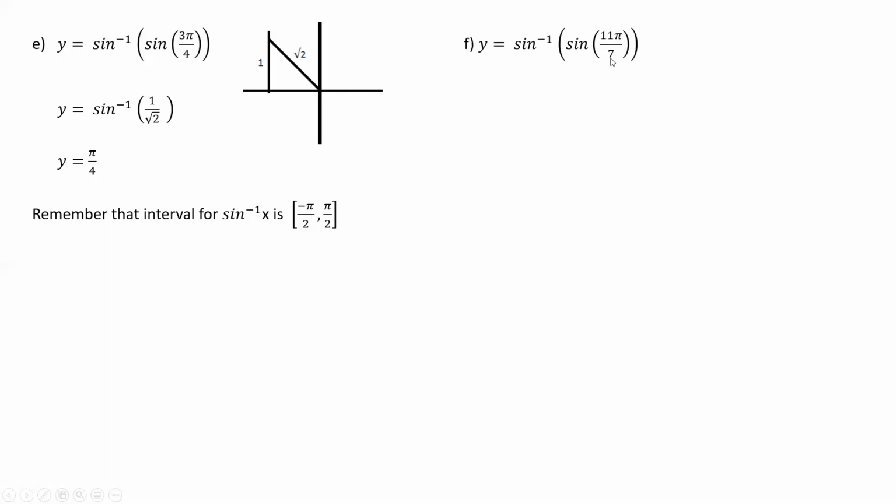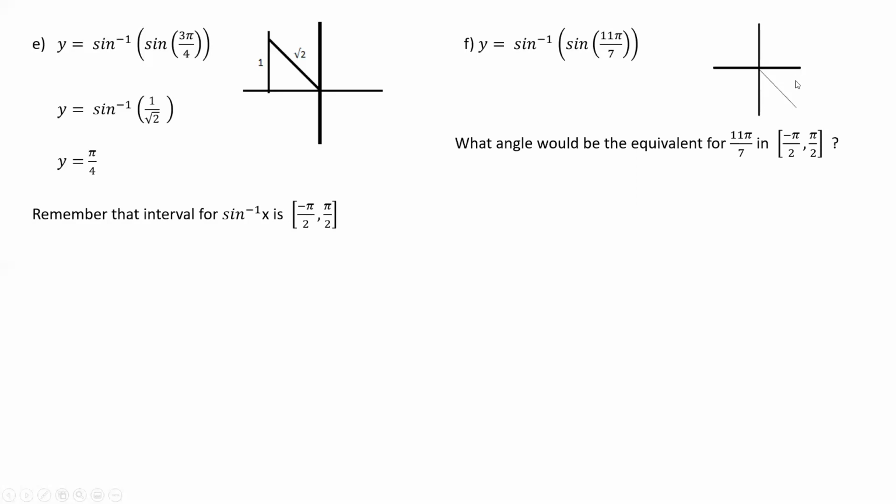We're going to try that idea with this one. Sine of 11 pi over 7. 11 pi over 7 is somewhere down here. We're not allowed 11 pi over 7 as an answer because it's not between minus pi over 2 and pi over 2. 11 pi over 7 is this one. So is there another way of describing this one, going from minus pi over 2 to pi over 2? If we think of it that way, how far is 11 pi over 7 from 2 pi? So what is the equivalent of 11 pi over 7 in this domain? It's minus 3 pi over 7.